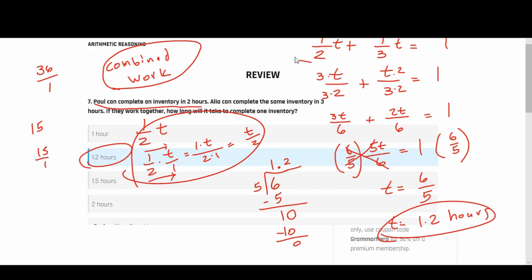Okay, you set these up the same way no matter what. A common problem is two pools draining, or a pool draining with two different pumps working at different speeds. Same way. Painting a house, one person paints it this fast, one person paints it this fast. Set it up the same way. They can change the parameters of the word problem, but you're always going to set it up this way.